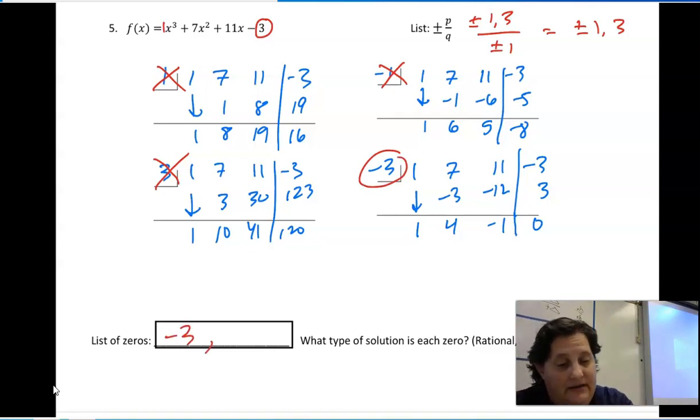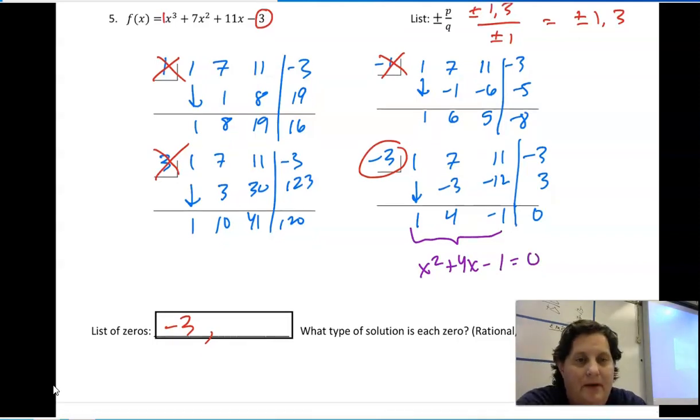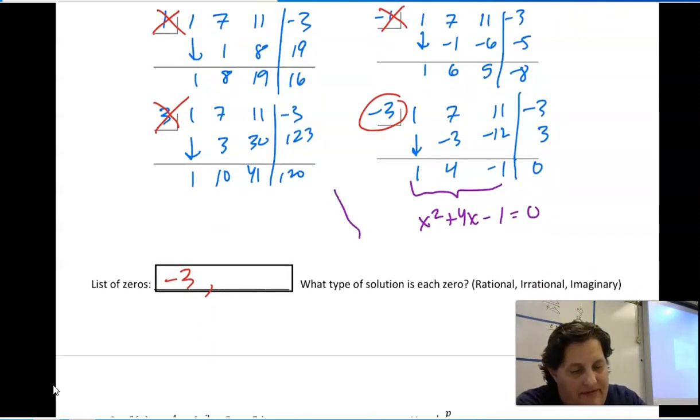Okay, so now I'm going to take this and write an equation out of it. All right. So I'm going to try to factor this equation. Now, when I say what multiplies to make negative 1 and adds to make 4, guess what? Nothing can do that. I mean, 1 times 1 is the only thing that makes negative 1, right? So it's not factorable.